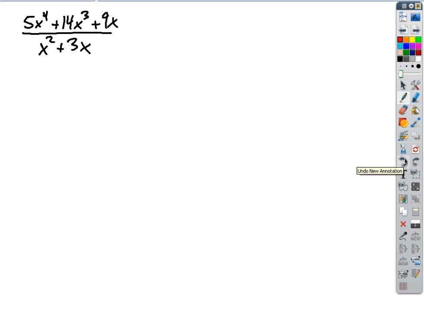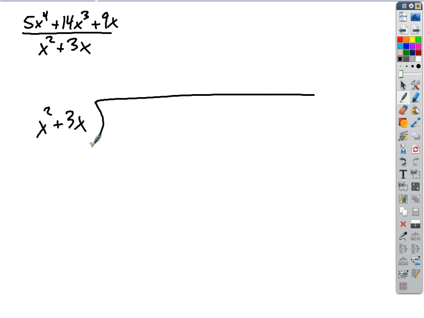Now, when we set up our polynomial long division, what goes where? What goes inside and what goes outside the division? Numerator goes in, denominator goes out, right? Now tell me what I need to write under here. Be very specific, please. 5x to the fourth plus 14x cubed plus 9x. We're missing something. Plus 0x.